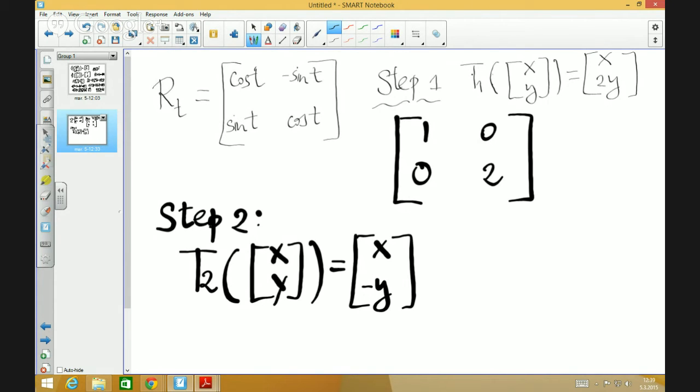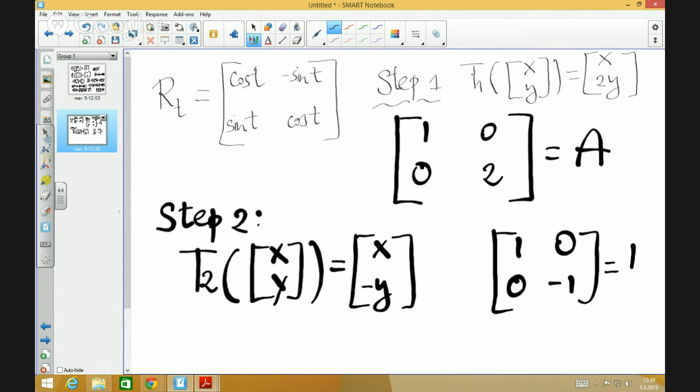So what is the matrix? Okay, we do exactly the same thing as we did before. We ask T2, if I feed you with 1, 0, what do you give me back? 1, 0. If I feed you with 0, 1, what is it that you give me back? 0 minus 1. So that's the matrix that induces this transformation.